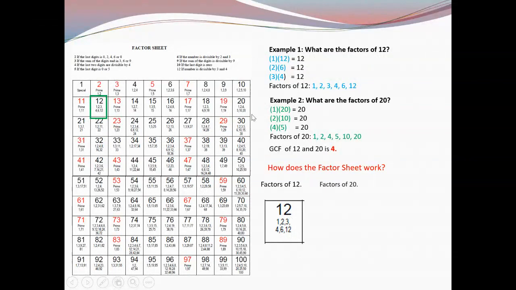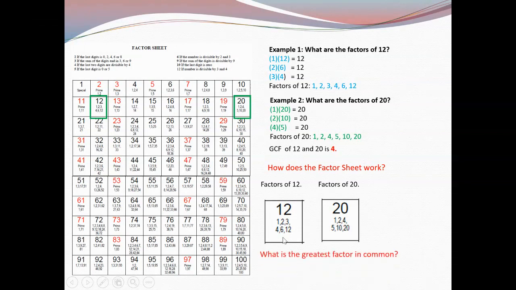Now the factors of 20, right? So the 20 is here. Then I'm going to bring it down here, right? Now you get to observe and see what's the highest factor they have in common. So the answer is 4. You see? That's how we use the factor sheet.